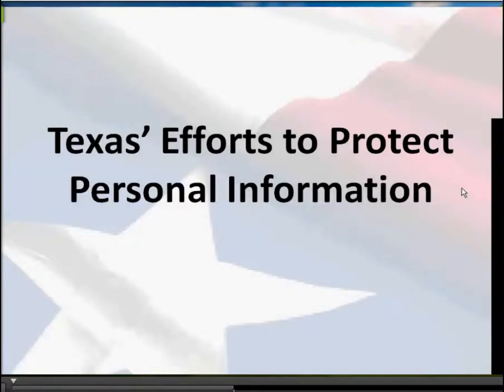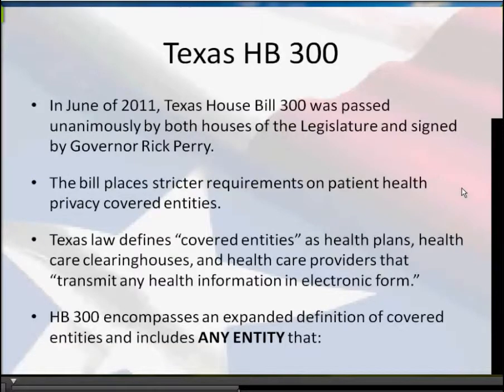So what is Texas trying to do? Texas is saying, hey, there's still too many breaches of information. It is not doing what it's supposed to do, so we need to do something to protect our citizens of the state of Texas. So the legislature came up with Texas House Bill 300, and it passed unanimously by both the House and the Senate and was signed into law last year. It went into effect September 1.